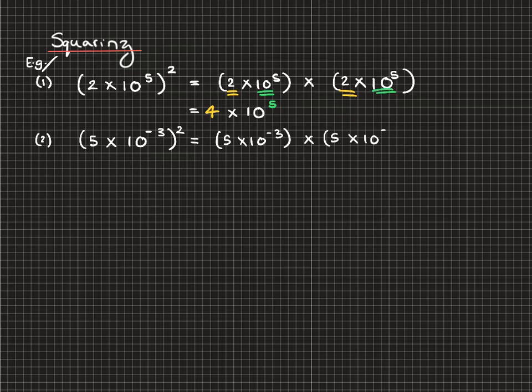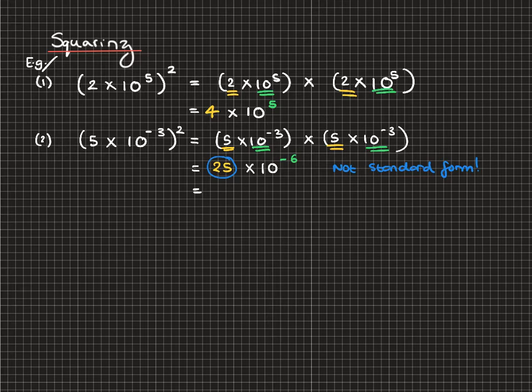like this, and then let's deal with 5 multiplied by 5, which gives us 25. And then let's deal with the powers of 10. So 10 to the negative 3 multiplied by 10 to the negative 3, we add our indices together, so that gives me 10 to the negative 6. But as with some of the previous examples, hopefully you've spotted that the result is not in standard form because the first part, 25, is not between 1 and 10, excluding 10.